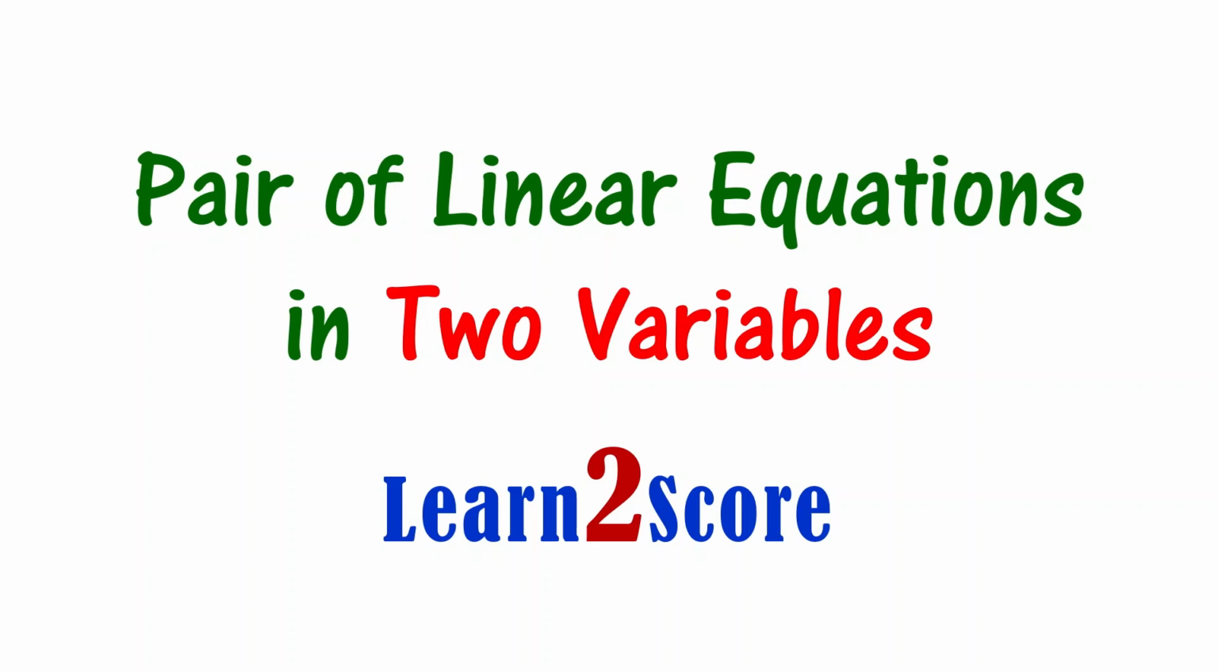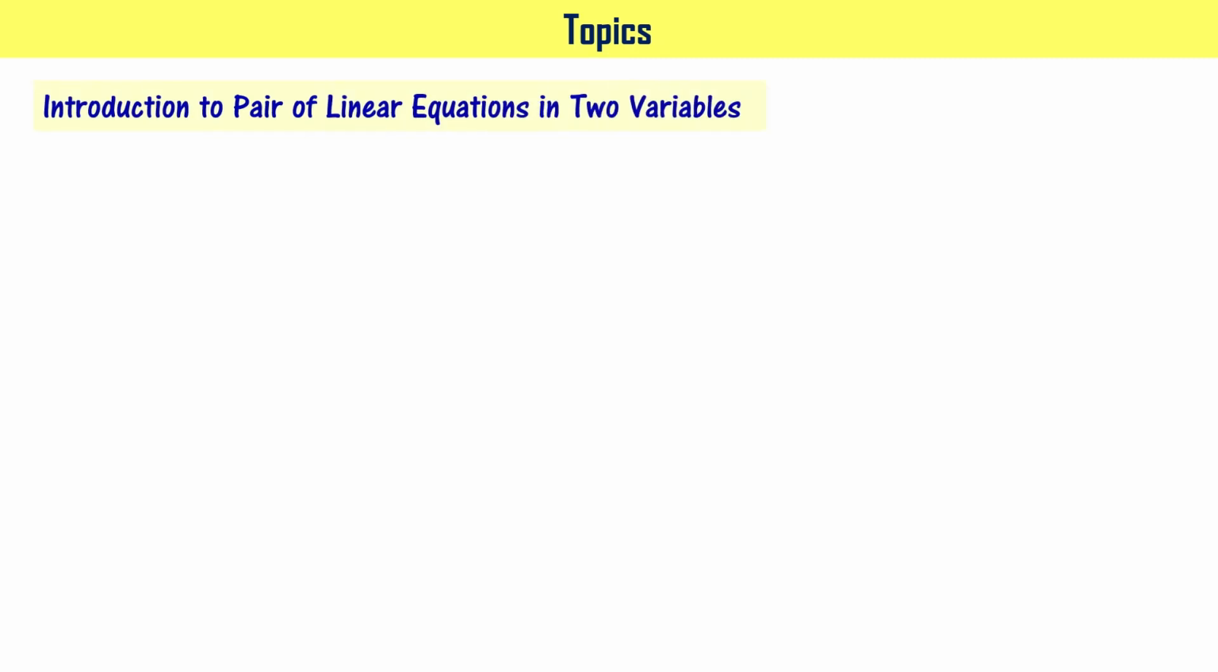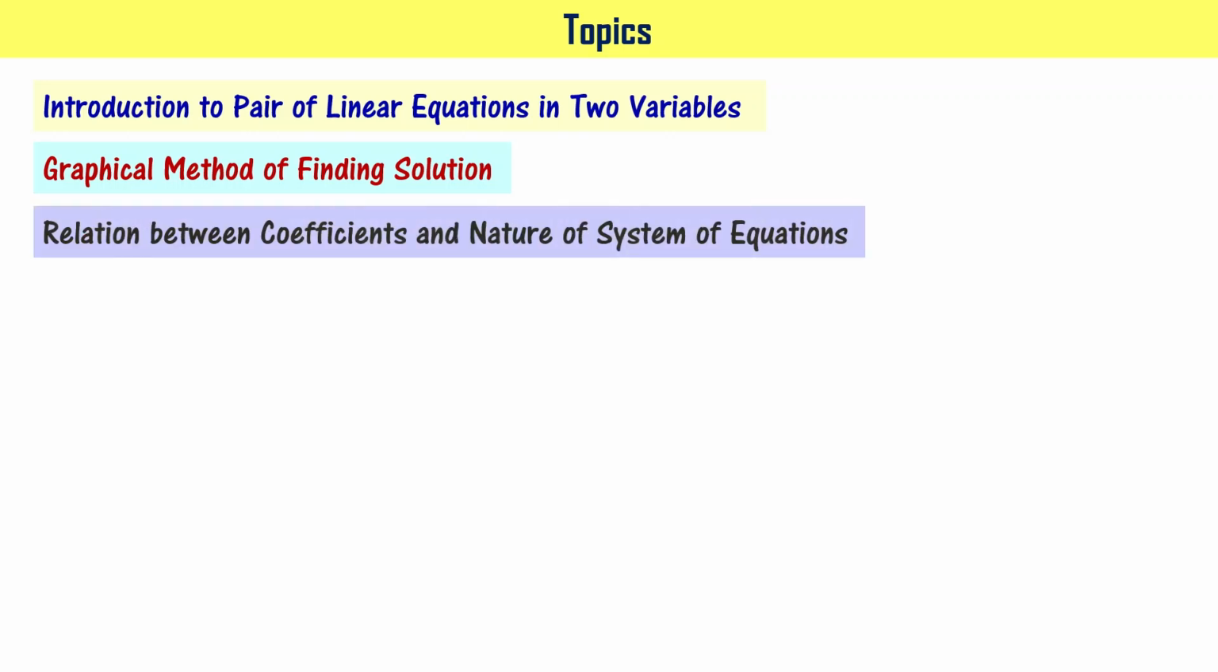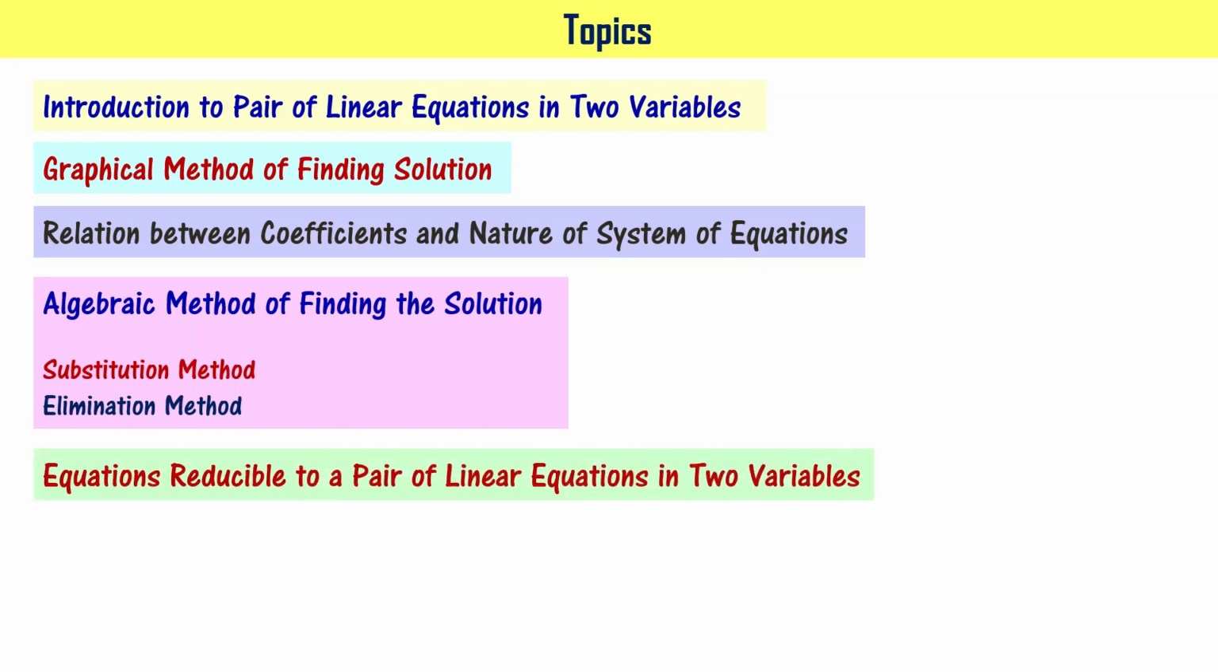In this video, we discuss pair of linear equations in two variables. The topics covered are the following: introduction to pair of linear equations in two variables, graphical method of finding solution of pair of linear equations in two variables, relation between coefficients and nature of system of equations, algebraic method of finding solution. Under that topic, we discuss substitution method and elimination method, and equations reducible to a pair of linear equations in two variables.